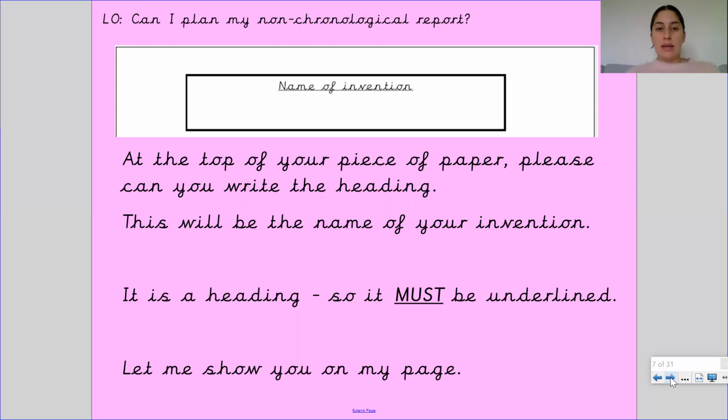Remember, we looked at headings and what the features of a heading are. A heading must stand out. So the person who's reading your report straight away looks at the heading and knows what the report is going to be about. So it must be underlined to stand out a little bit more from the rest of your writing. So let me show you on my page what that will look like.